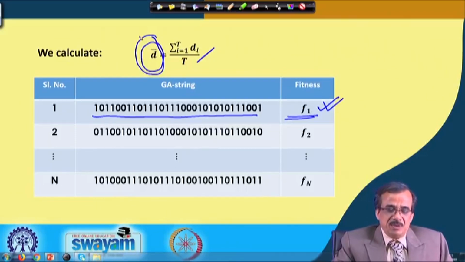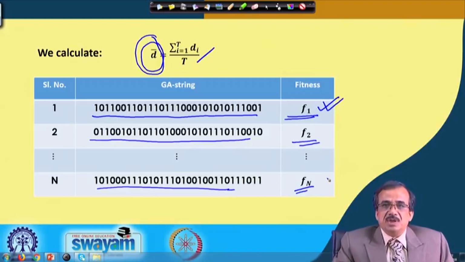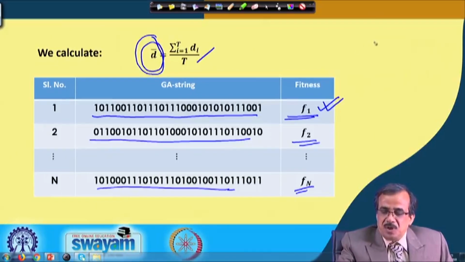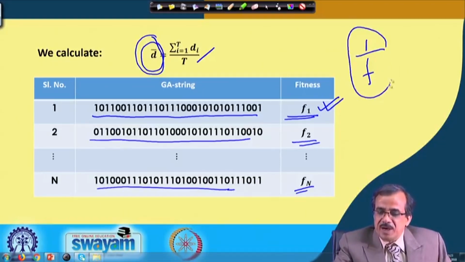Similarly, you can find out the fitness for the second GST, the fitness for the nth GST, and this is a minimization problem. Now, if you use the binary coded GA and want to convert, it is very simple. If the objective function is to minimize this particular fitness, what you will have to do is maximize, say, 1 divided by the fitness. So, I can maximize 1 divided by fitness just to minimize the fitness, that is F.